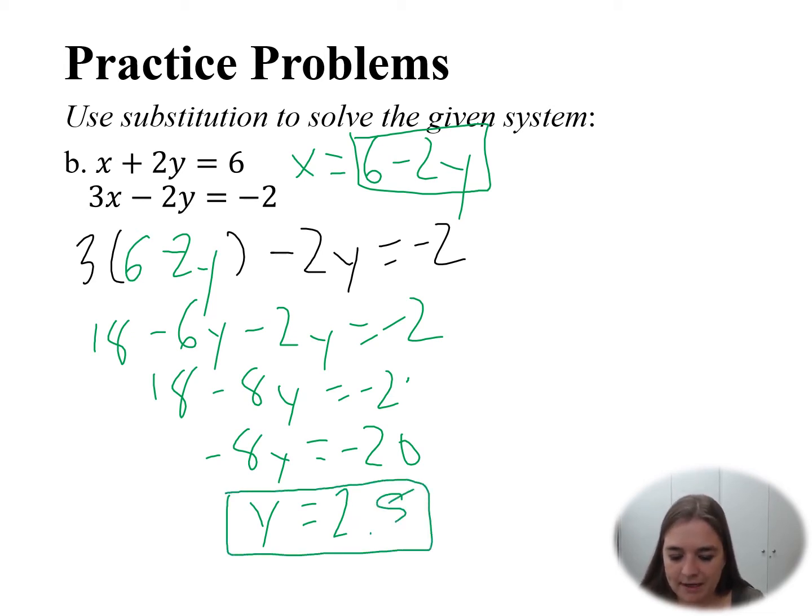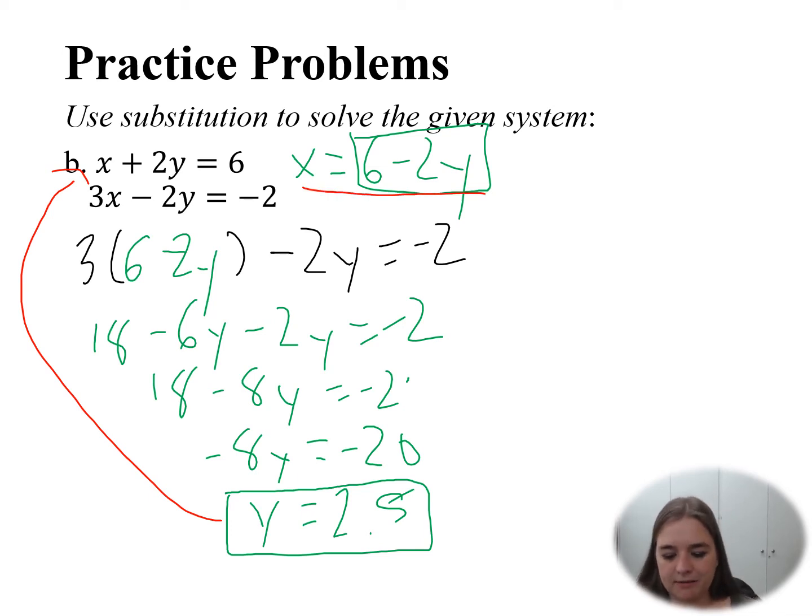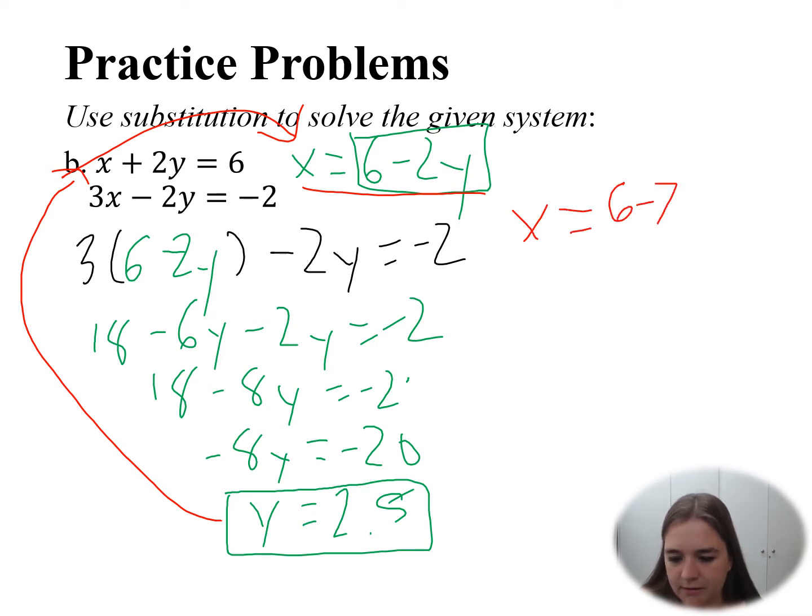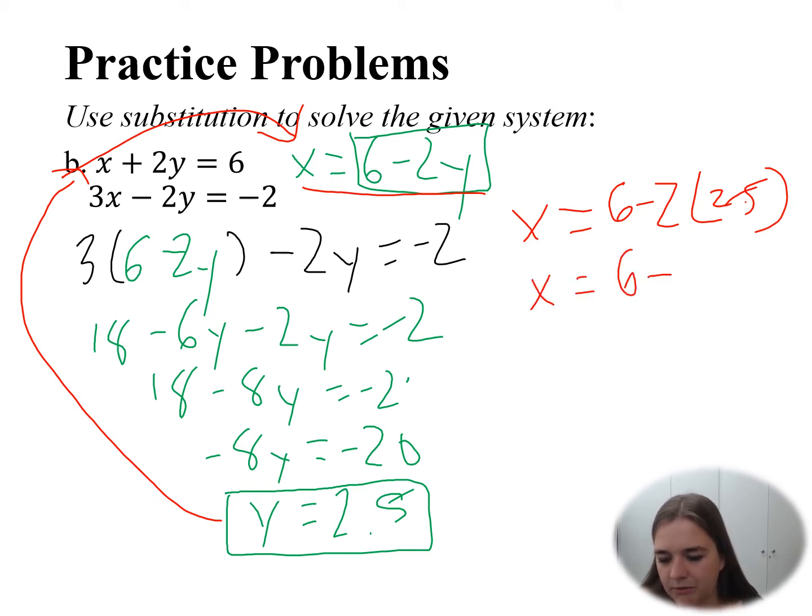I'm halfway done. Now I need to take that value and go back and put it into my first expression or to this new one here. I can do either one. But I'm going to put it into my new expression just to make my life easy, because then x is already by itself. So I have x is now equal to 6 minus 2 times my new y value of 2.5, which gives me x equals 6 minus, well, 2 times 2.5 is 5, x equals 1.